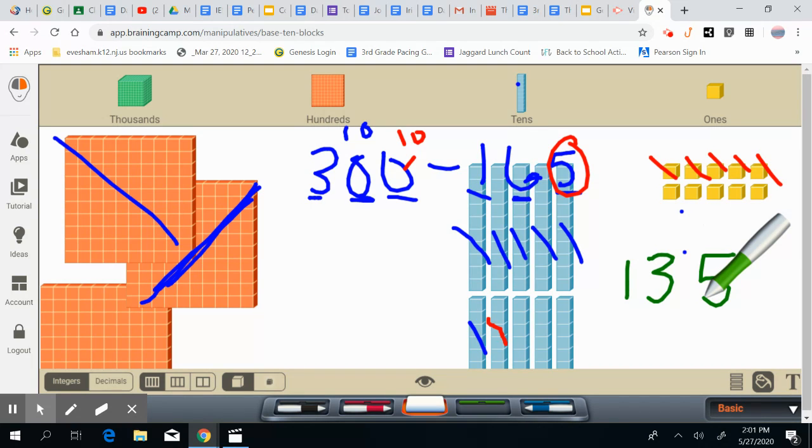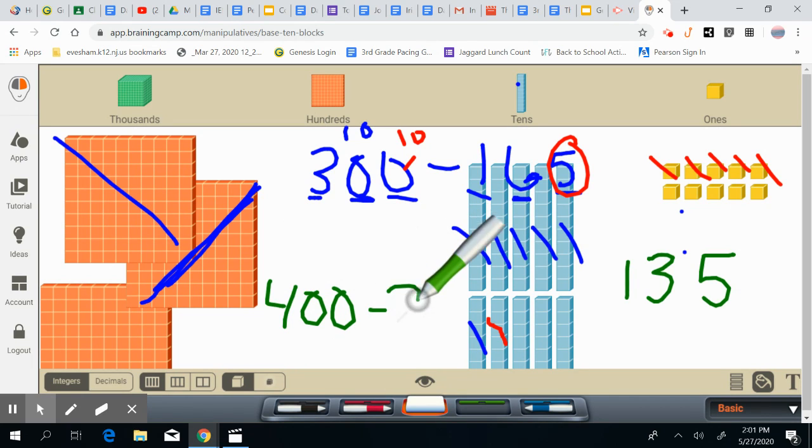I'll give you another problem. Let's try 400 minus 238. Why don't you try that on your own using the strategy that I used here?